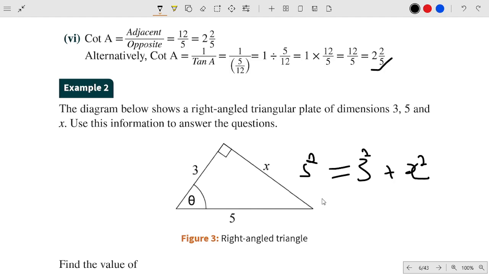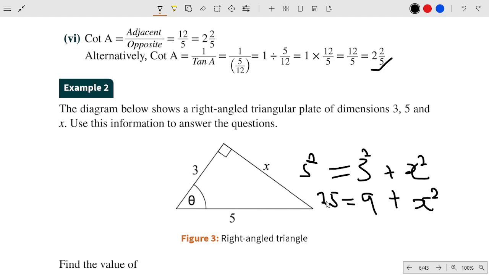So we are to get the value of this side here, using the Pythagoras theorem. You can only apply this theorem when you have a right angle triangle. If it is not a right angle triangle, please don't go for this theorem. So 5 squared is going to give us 25. So we have 25 being equal to 3 squared, which is 9, then we have x squared.